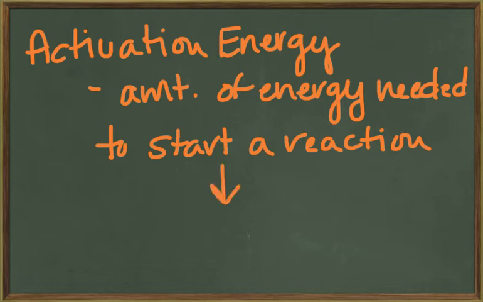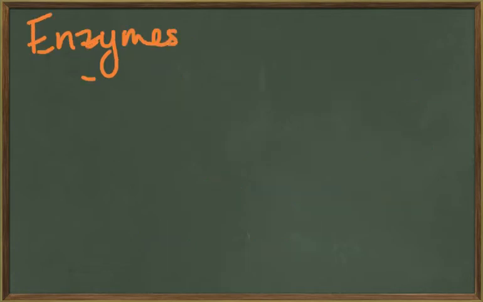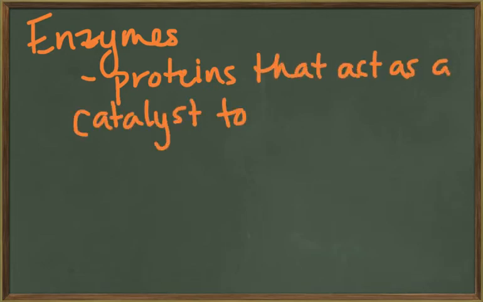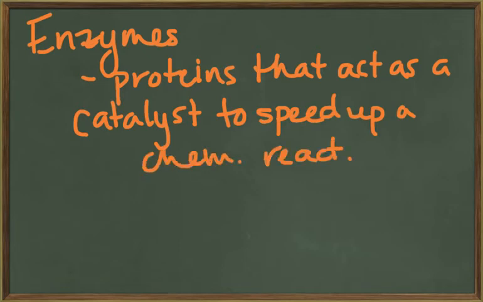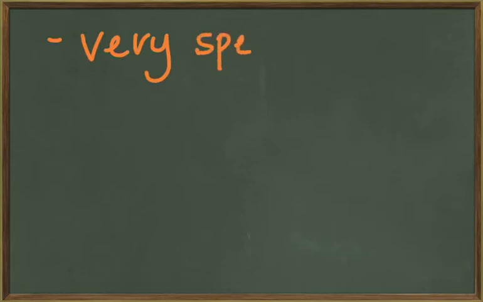The things that cause all of this to happen lowers the activation energy, and I'm going to start calling it AE. These are where enzymes come into play. Their sole job is to lower that activation energy. Enzymes are very specific proteins that act as a catalyst to speed up a chemical reaction. So the essence of this is that enzymes decrease the activation energy needed for a reaction to start. That's their main job. Enzymes are very, I can't stress that word enough, very specific.